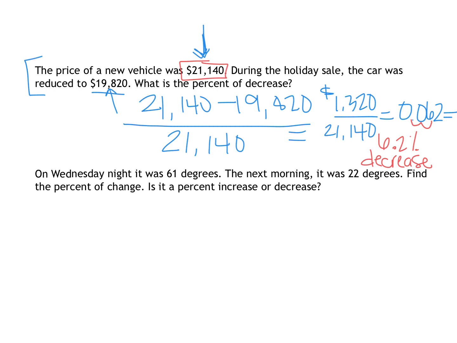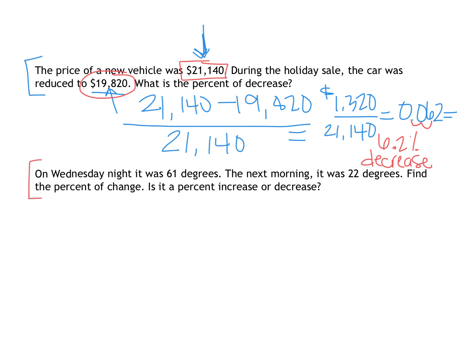What this means is that they took $21,140 and they took 6.2% of that amount and they reduced it, and so that's how they got the new price. So they took 6.2% off of 21,140 and they brought it down to 19,820.